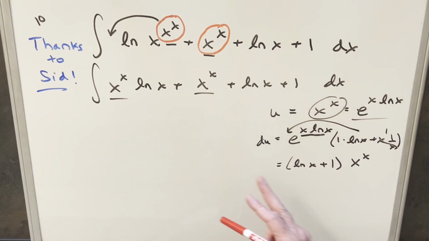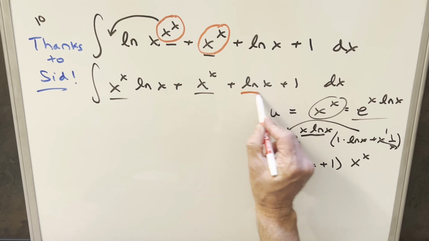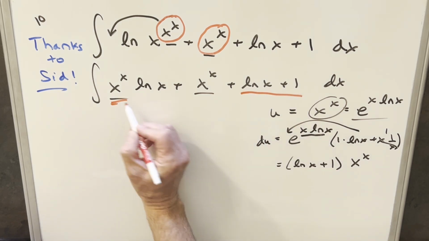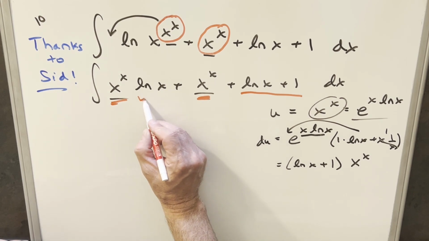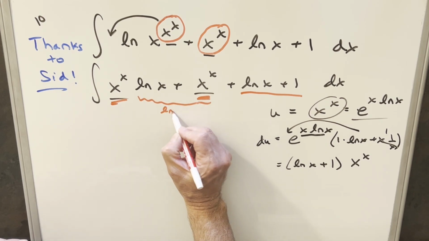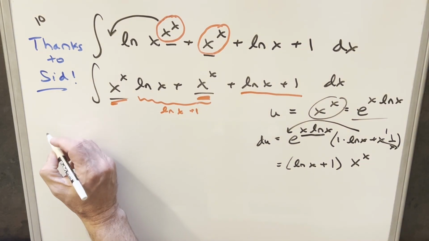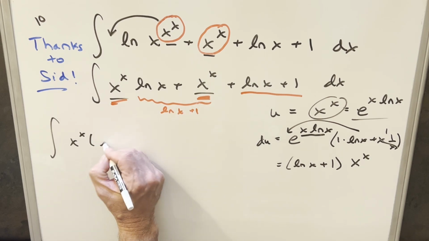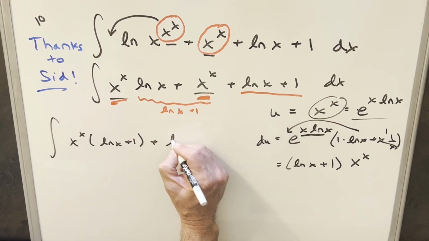But now coming back to our integral, there's a few interesting things. First of all, ln x plus 1, we actually have that right there. And the other thing is, because we have this term in common here, if we factor out the x to the x, then this is going to become ln x plus 1. So let me just rewrite this in order to set it all up. So we're going to factor out the x to the x. Here we'll have our ln x plus 1, and then we'll just have this stuff over here.